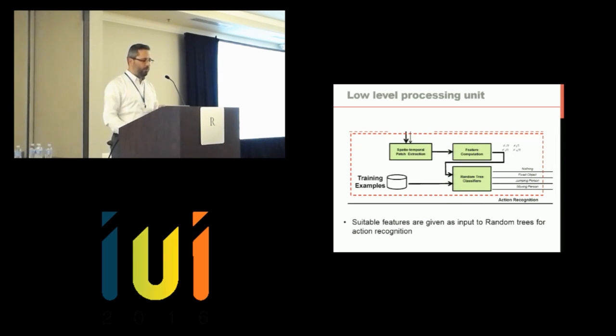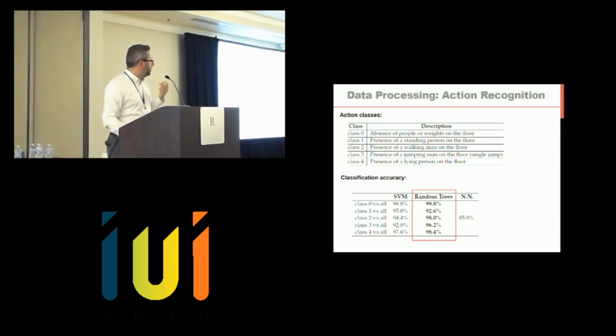And finally, we adopt a random tree classifier to recognize the action or behavior of the people on top of the floor, just to understand if the person is walking, jumping in their own place, or if the person is falling down, and so on. These are some preliminary results on action recognition, and the accuracy of the system is very good.